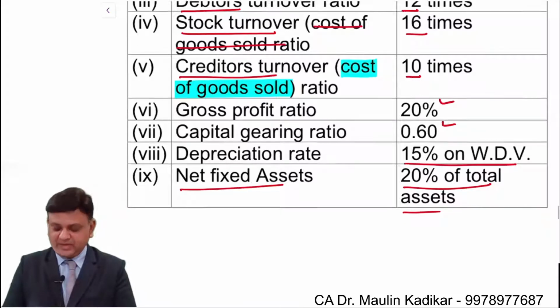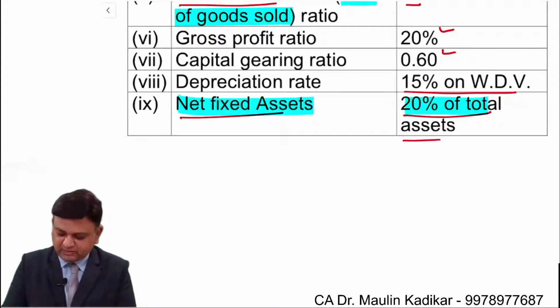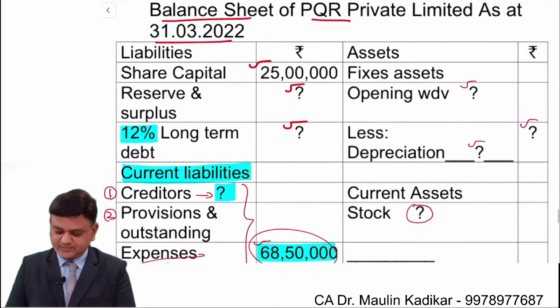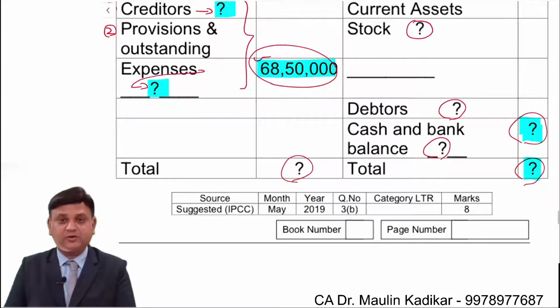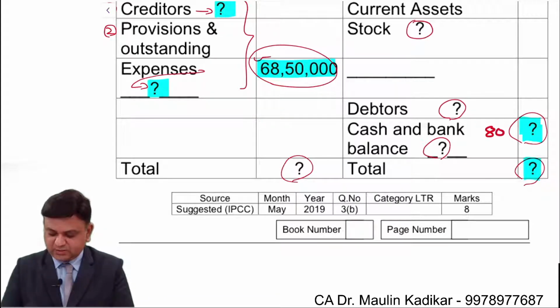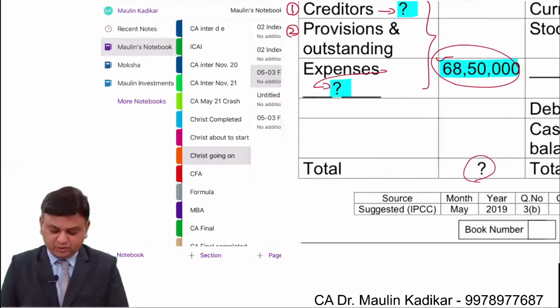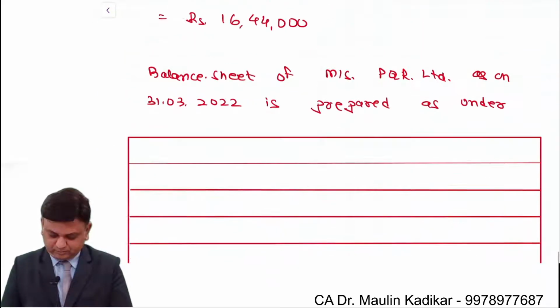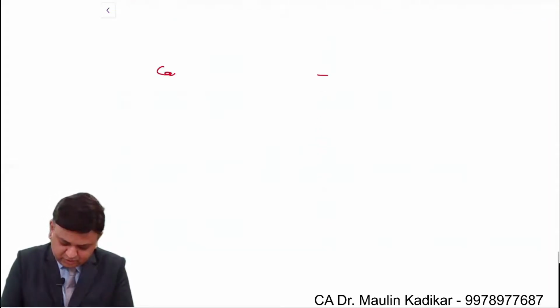So friends, over here we can see that the net fixed asset is 20% of the total assets, that information is given. So we understand logically that the current assets would be 80%. We have the value of the current assets, so we can compute the total assets. Write down the next working note: calculation of total assets.